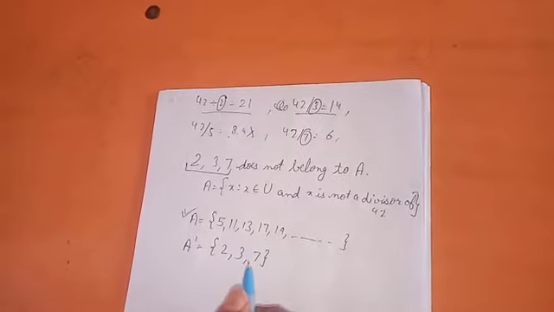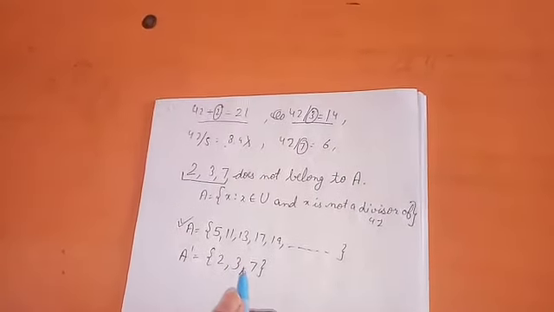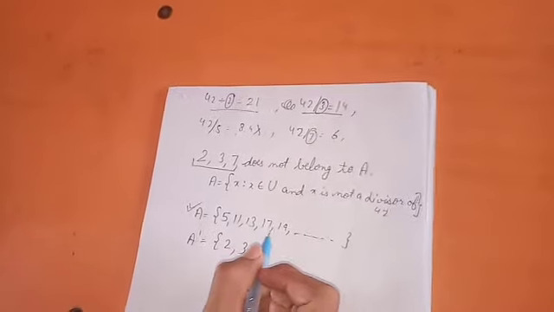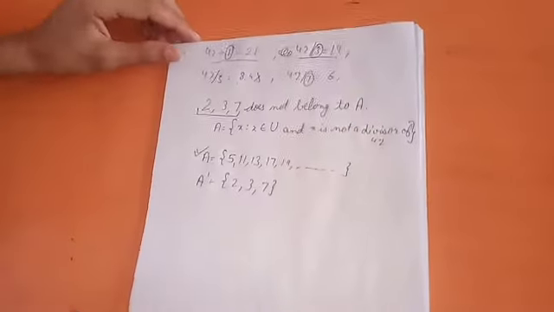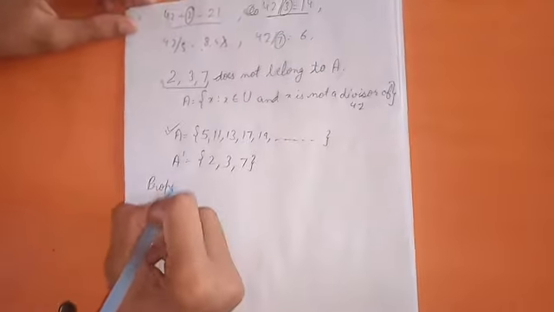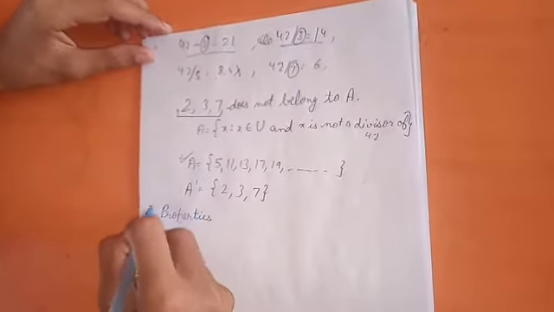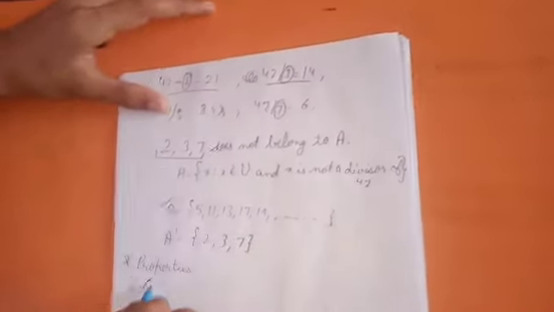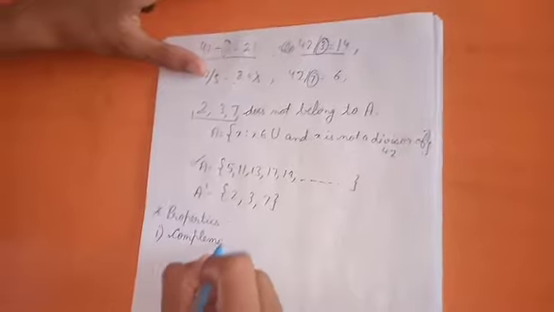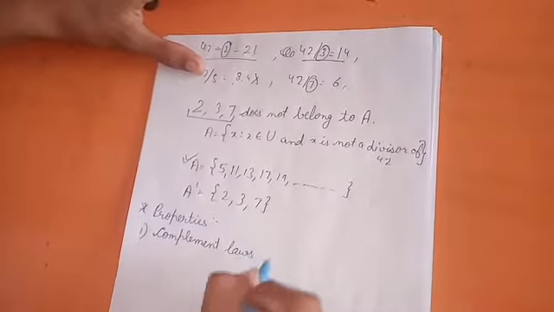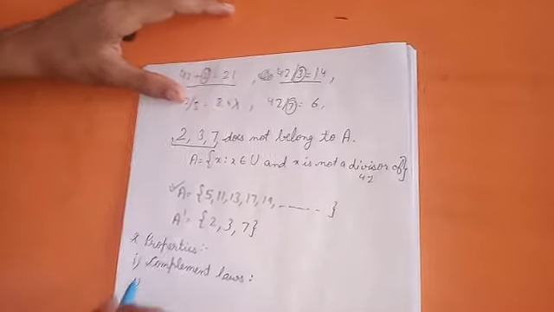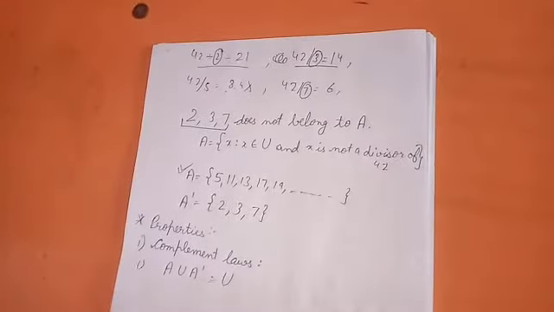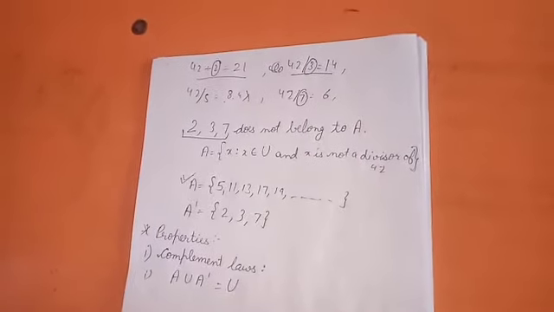Now some properties of complement sets. Again about these also we will study properties. First, complement laws. First is A union with A dash will give you U.